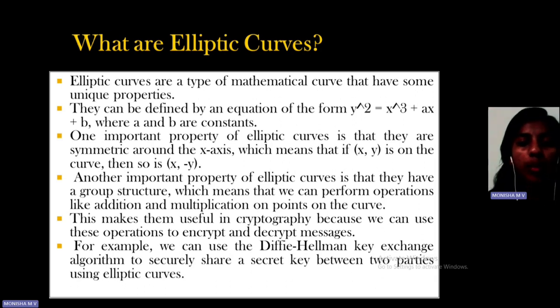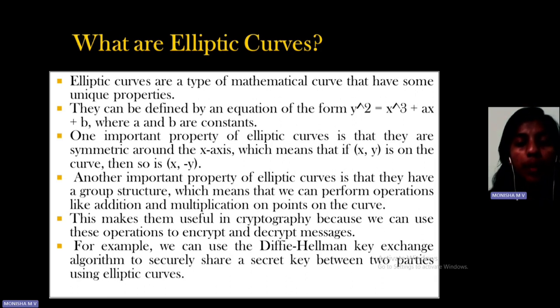One of the most important properties of elliptic curves is that they are symmetric around the x-axis. You all know what symmetry is and what the x-axis and y-axis are. According to that, the main property is that it is symmetric around the x-axis, which means that if (x, y) is on the curve, then so is (x, -y).